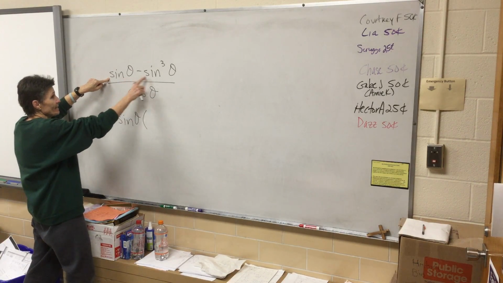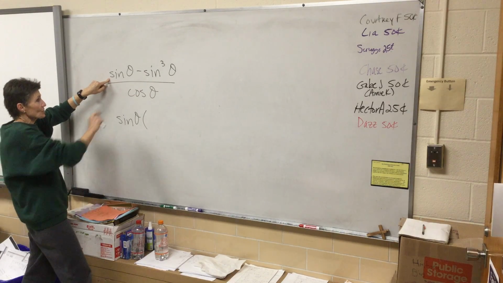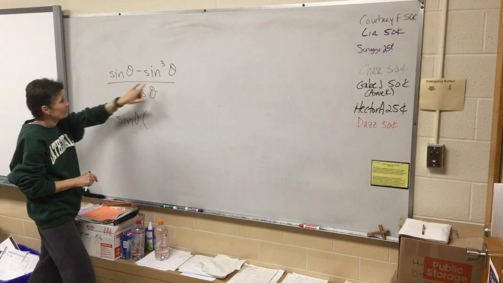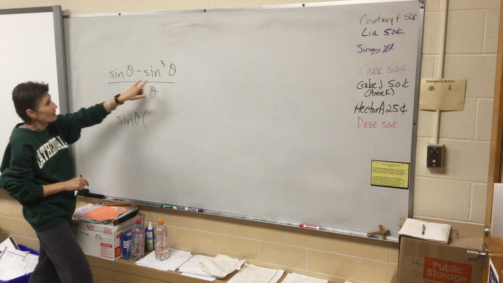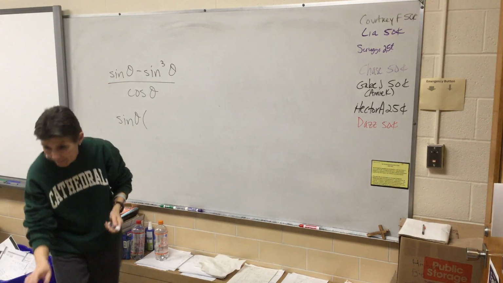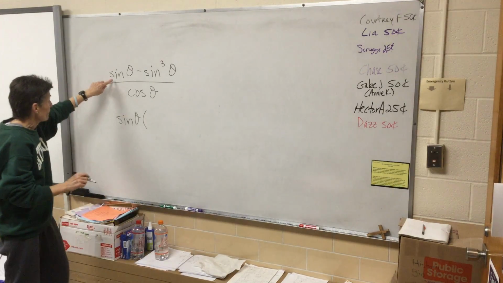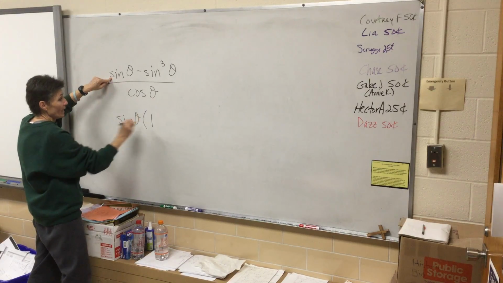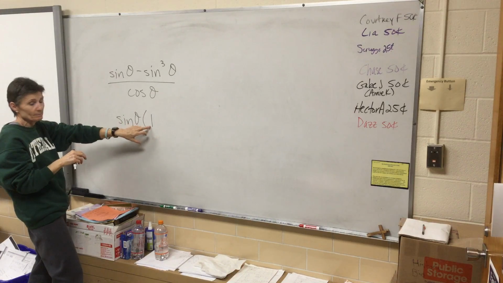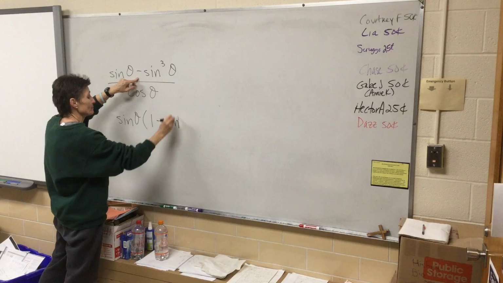If you don't like the thetas, you can make them X's. Doesn't matter. The letter doesn't matter. So you can make them X's if you want. What am I going to have left if I take a sine out of both parts of my numerator? Well, if I pull a sine out, I'm going to have a 1. Remember, if you take out the whole thing, you have to leave a 1. And then minus sine squared.